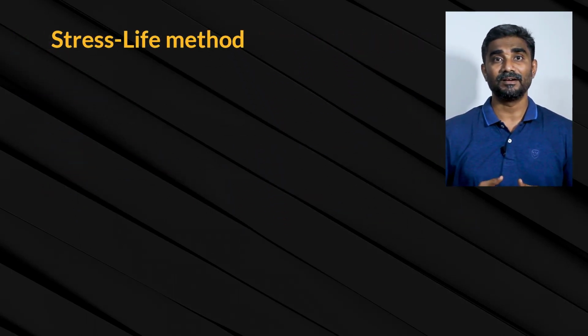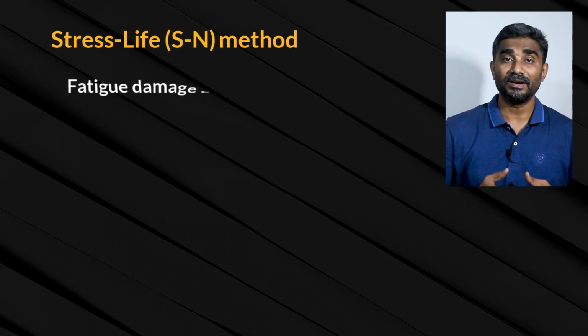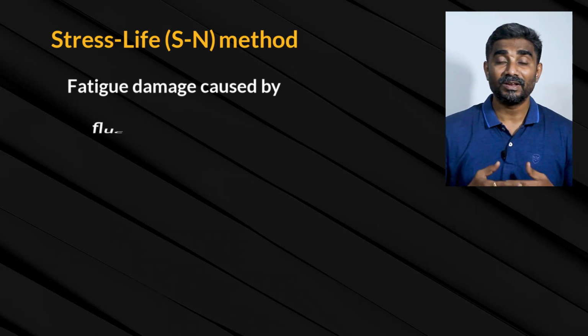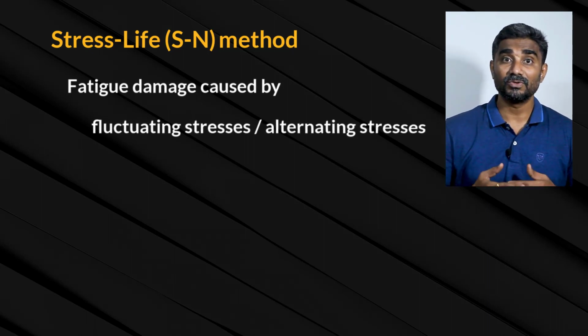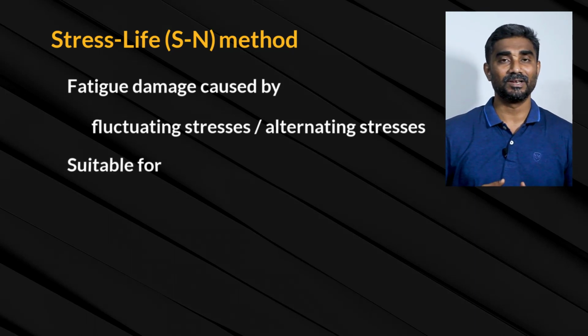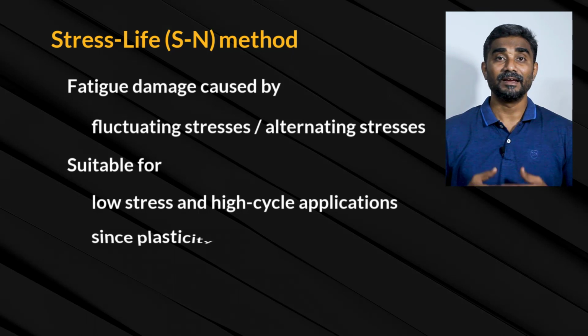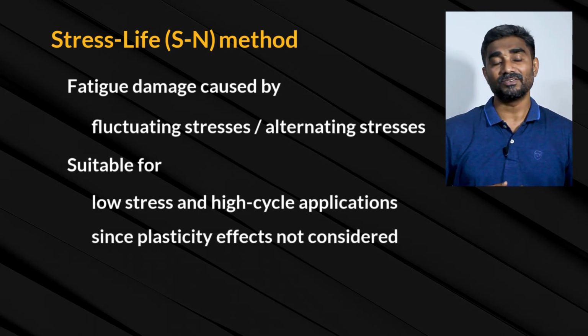The stress life method, also designated as the SN method, assumes that the fatigue damage is caused by fluctuating stress, which is also known as alternating stresses. This method is suitable for low stress and high cycle applications, since it does not consider the effects of plasticity.